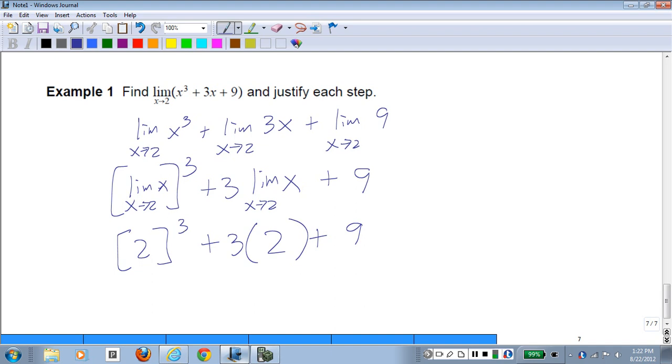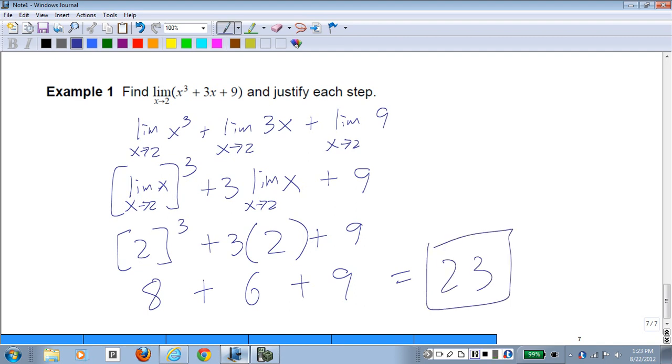Now, we'll never again evaluate the limit of a polynomial by doing all these steps. This is ridiculous. But it does emphasize the particular theorems that we have involving limits. We might have to deal with more complicated functions than polynomials and use some of these same theorems to evaluate those limits. But in practice, we take the 2 and we cube it. We take the 3, multiply by 2. We take the 9, and there we go. 8 plus 6 plus 9 equals whatever 14 plus 9 is? 23. There we go.